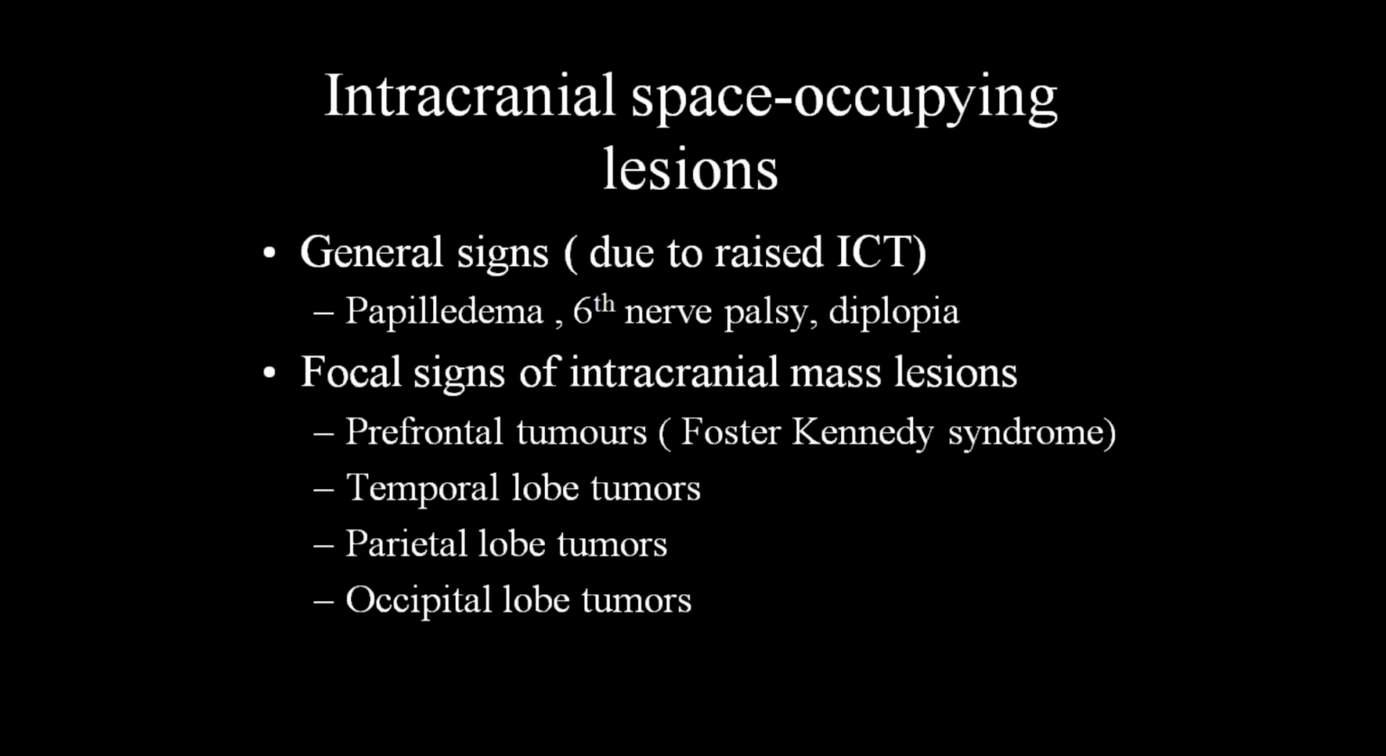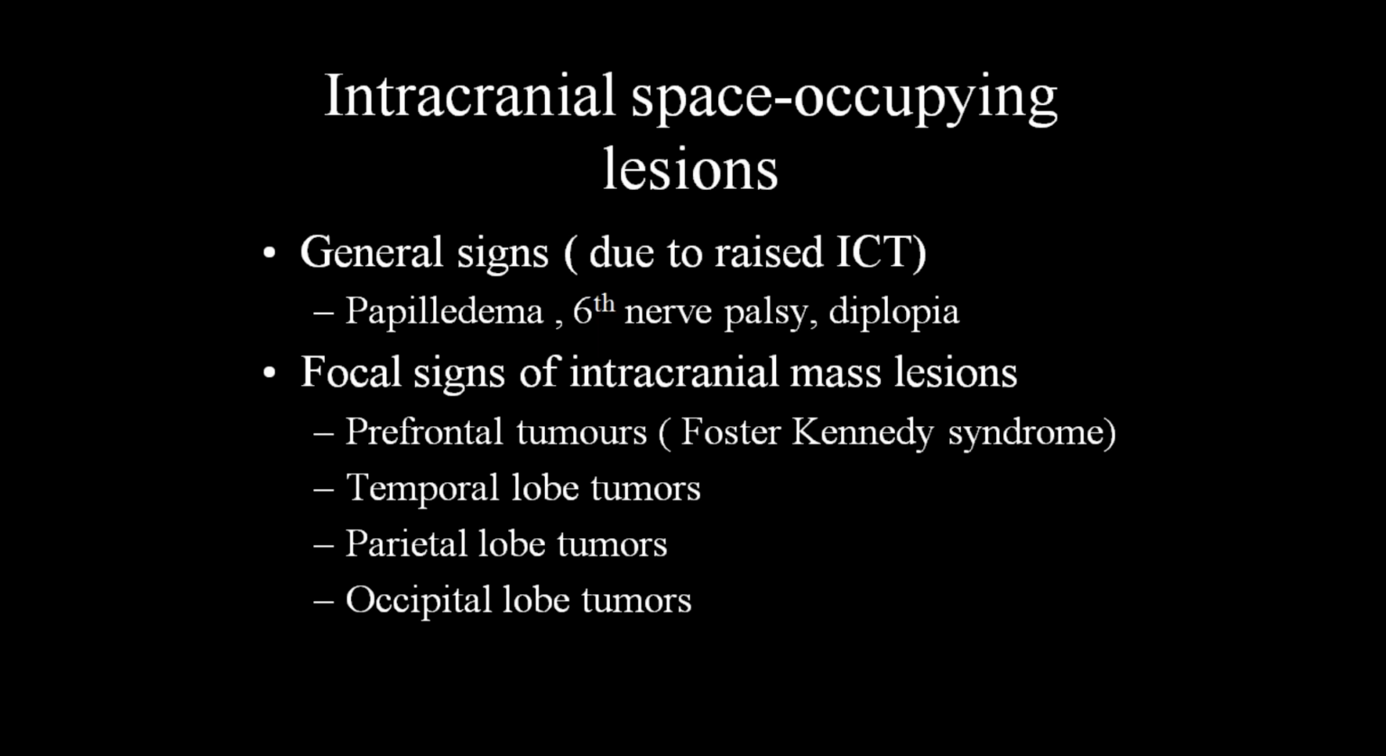Coming to intracranial space occupying lesions. Whenever there is an intracranial space occupying lesion, such as a tumor in the brain, what happens? It leads to raised intracranial tension. The first nerve affected when there is raised intracranial tension is the sixth nerve, which leads to lateral rectus palsy. So when there is raised intracranial tension with papilledema, sixth nerve palsy, and the patient has diplopia, you are suspecting a space occupying lesion within the brain.